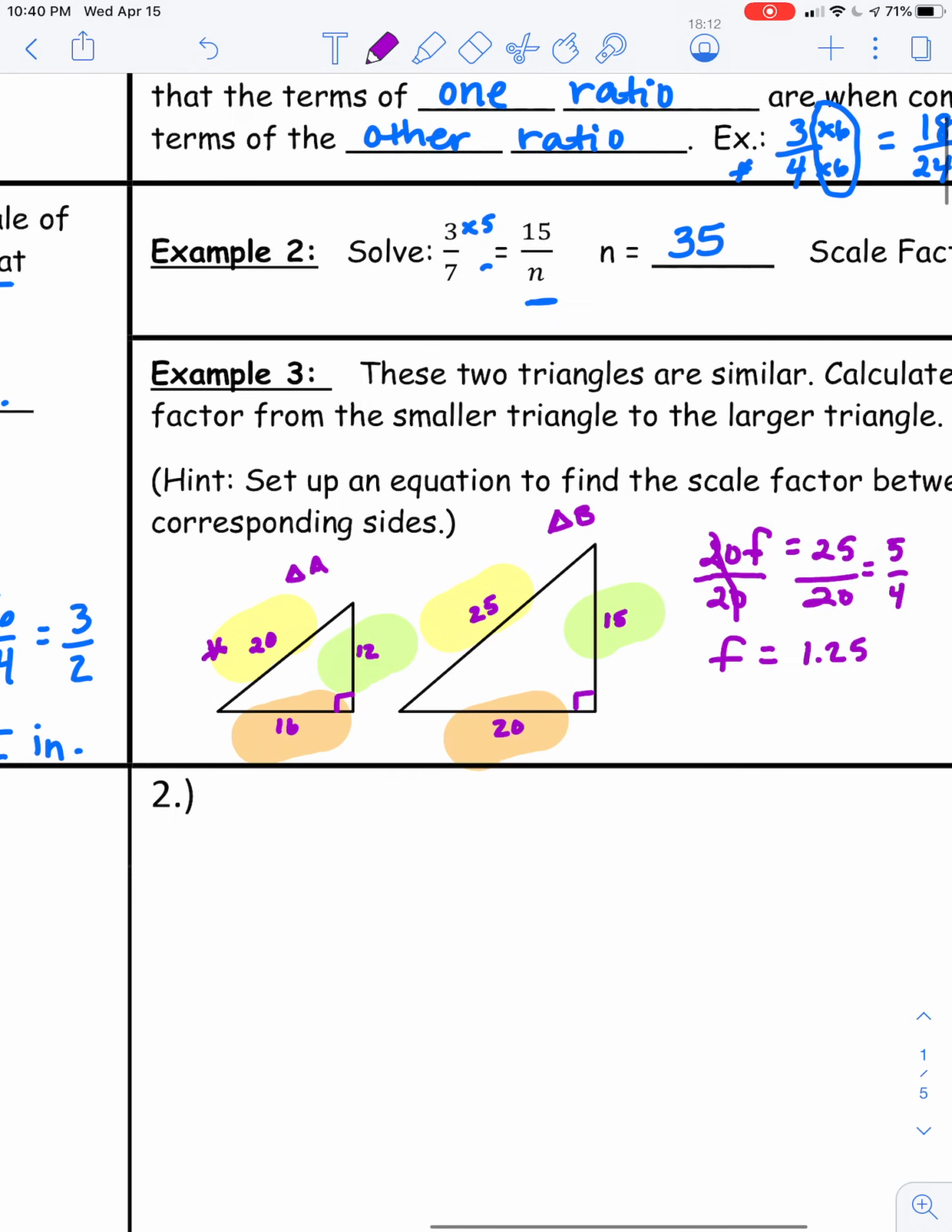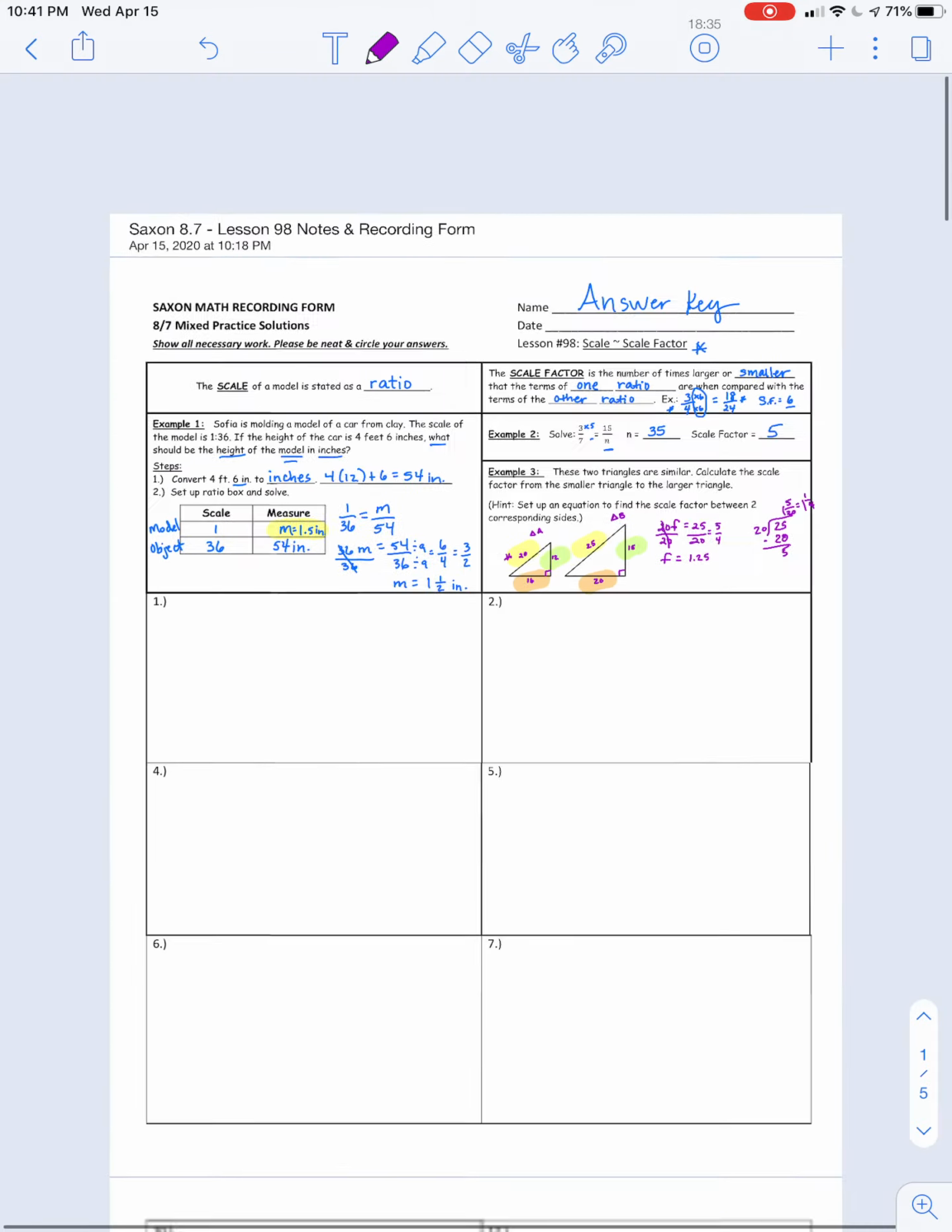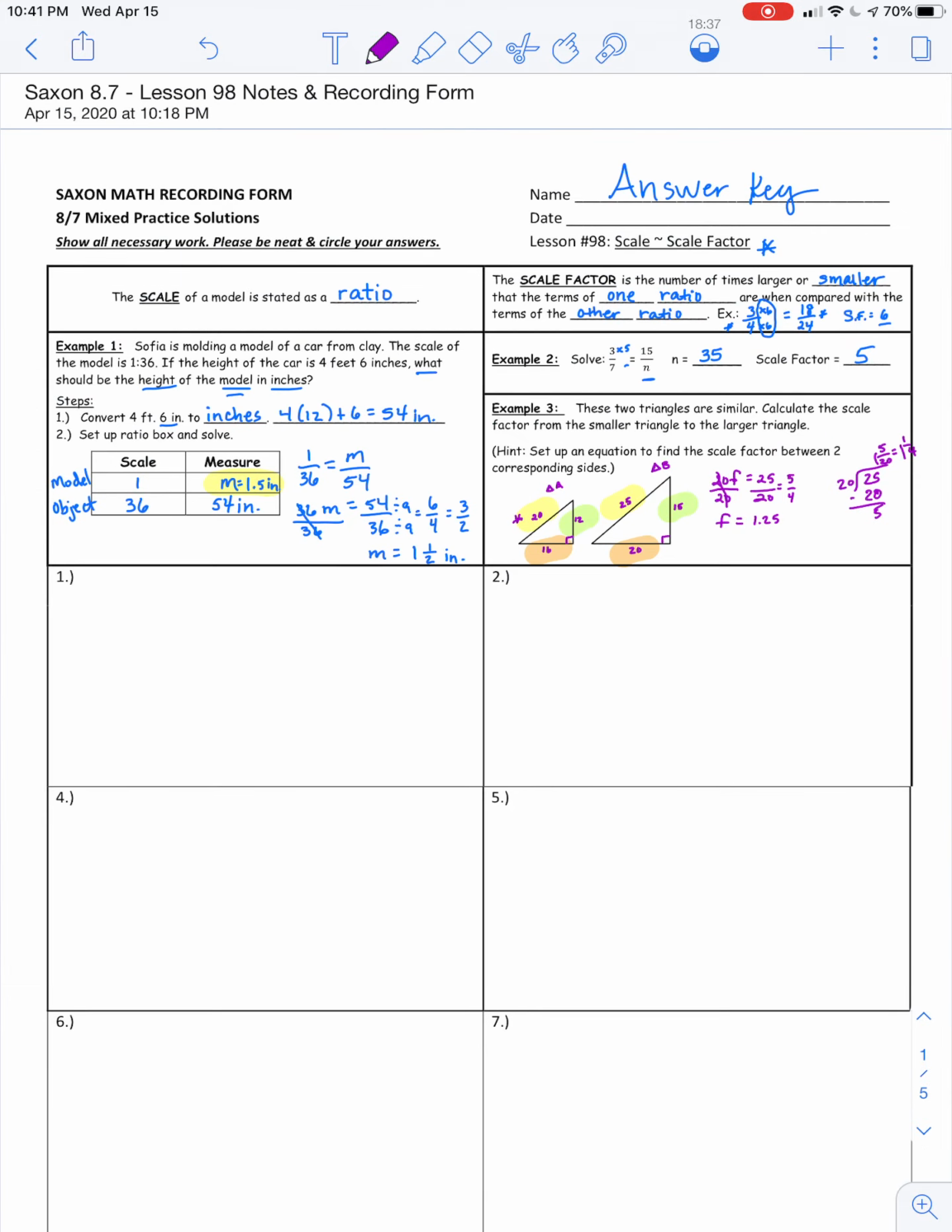So that means that triangle A and triangle B, the relationship between those, the scale factor says that triangle B is 1.25 times larger than triangle A, or I could say triangle A is 1.25 times smaller than triangle B. But the scale factor just tells you how much that thing is increased. Okay, so that fills in your notes.